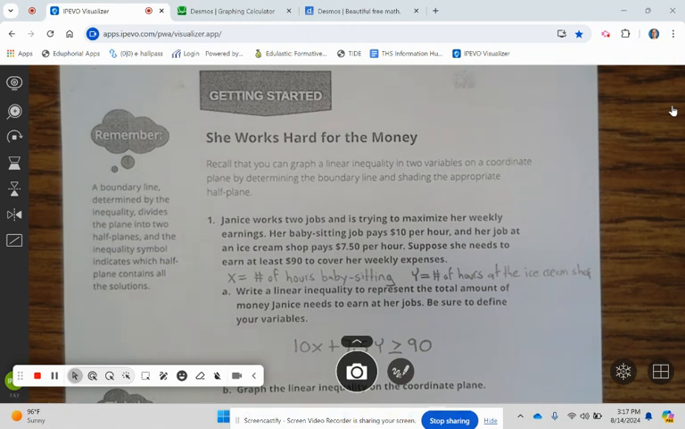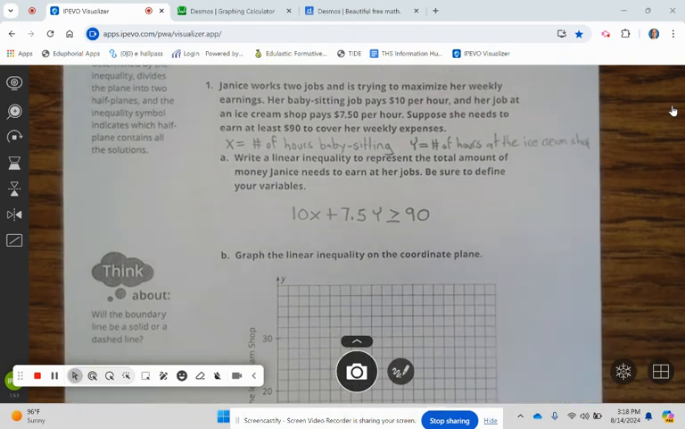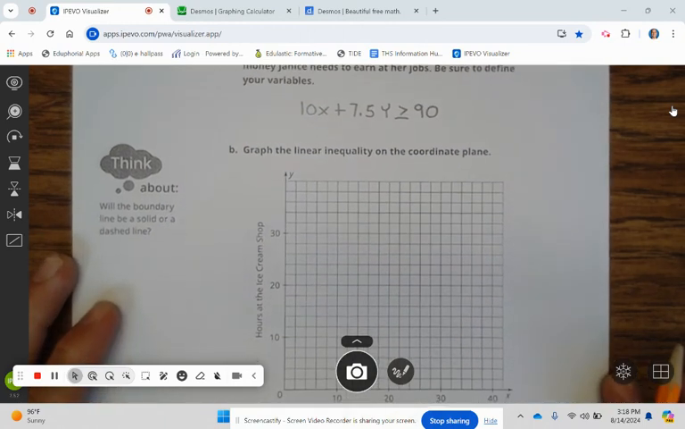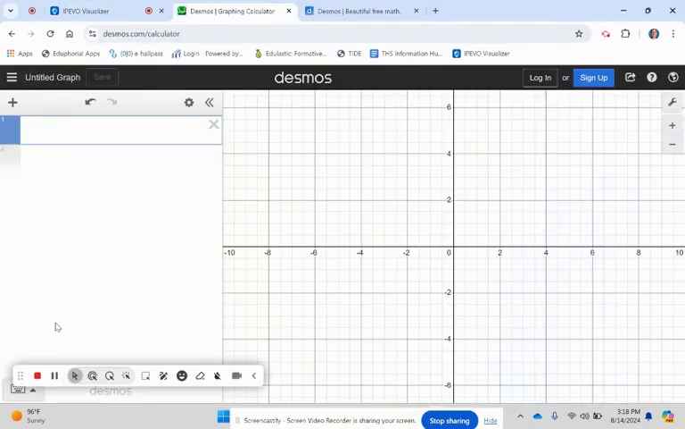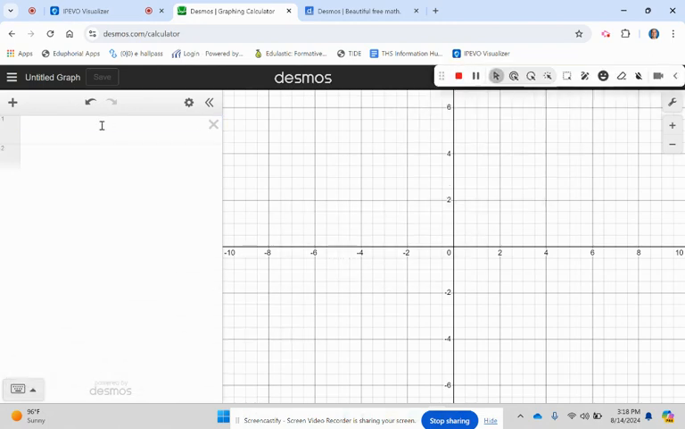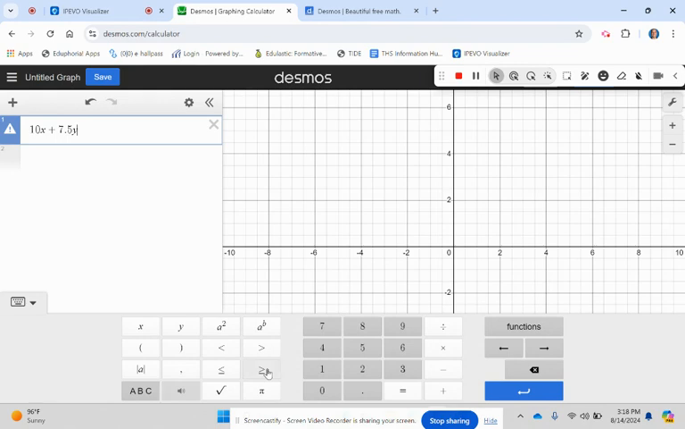Let's define x as the number of hours babysitting and y as the number of hours at the ice cream shop. And our inequality will be 10x + 7.5y ≥ 90. All right, let's go ahead and graph that, and let's use Desmos. So I'm going to come over here to Desmos. I'm going to type in 10x + 7.5y, and then greater than or equal to 90.